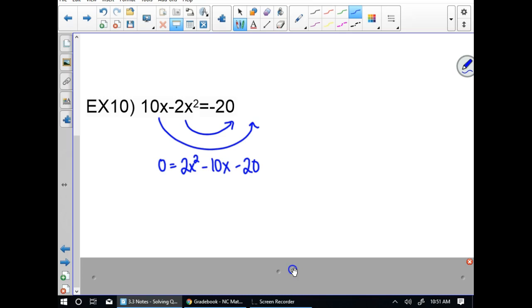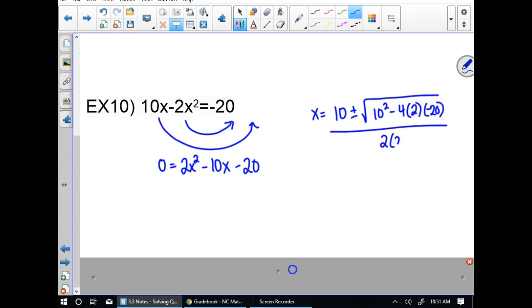Like I said, really you should divide by 2, but just because I want to show you something on reducing these, I'm not going to right now. So we would have x equals opposite of b, which would be positive 10, plus or minus square root b squared minus 4ac, all over 2a.